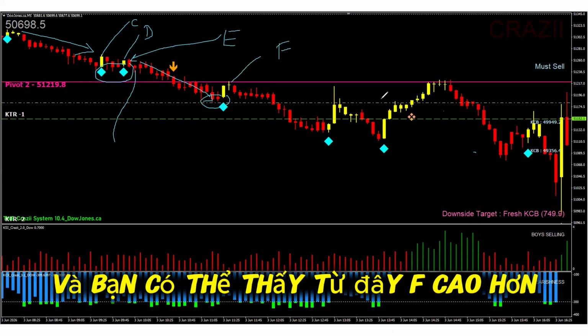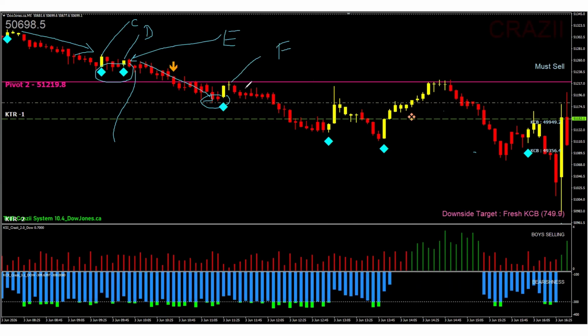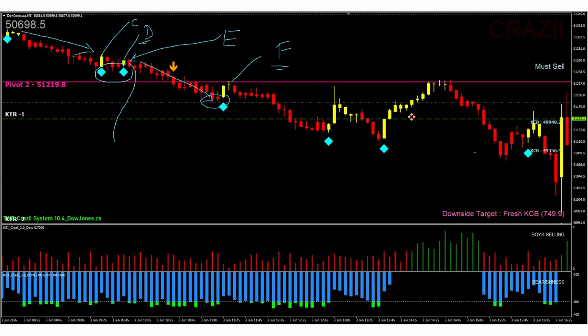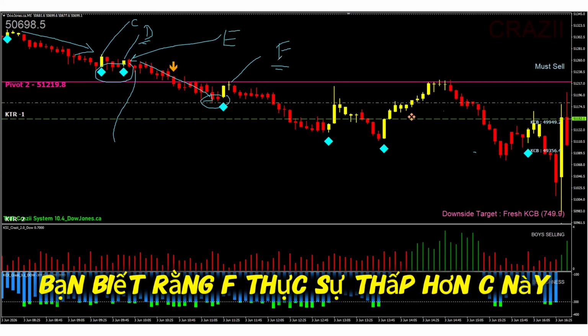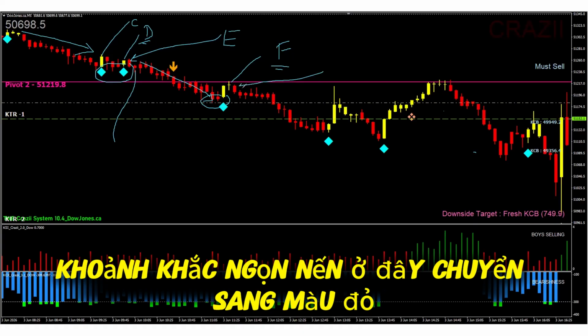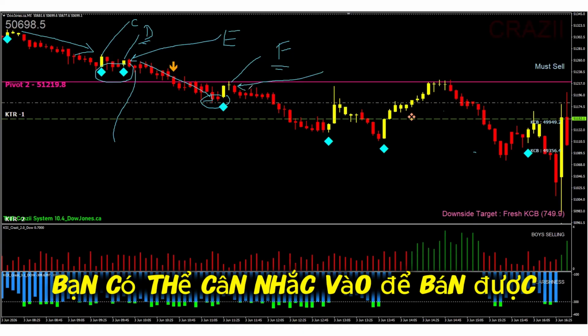Then after you have C, D, E, everybody, this is F. Can you see the F? And you can see from here, F is a lower closing than D, right? F's highest closing is lower than D. Am I right? Yes or no? So now you know that F is actually lower than D. Because of that, the moment the candle here turns red, you can consider going in to sell.